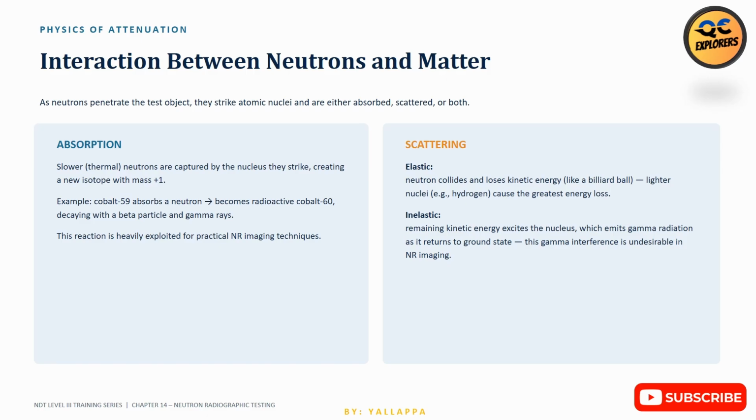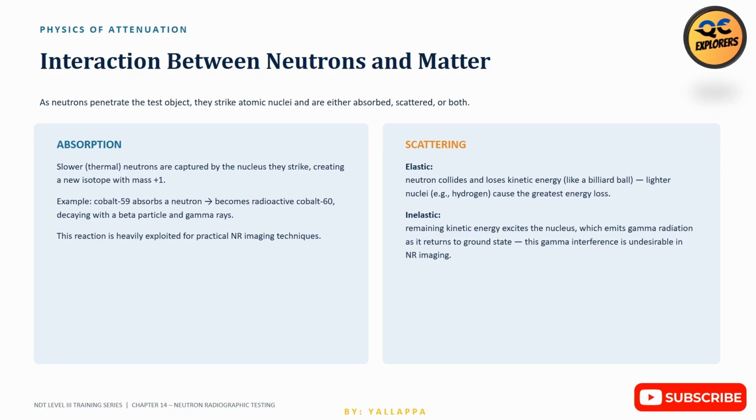The second type is inelastic scattering. In this case, the neutron transfers part of its energy to the nucleus, exciting it to a higher energy level. When the nucleus returns to its normal state, it emits gamma radiation. These unwanted gamma rays create background noise and reduce image quality. Therefore, inelastic scattering is generally undesirable in neutron radiography because it decreases image contrast.